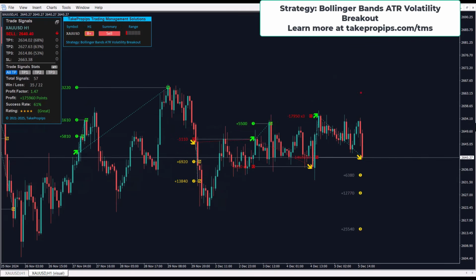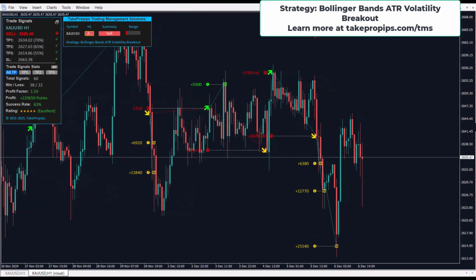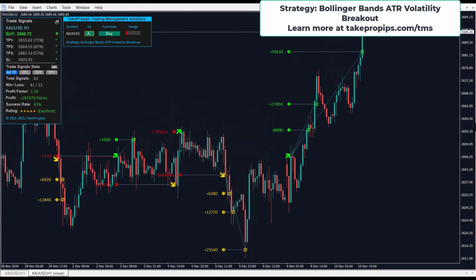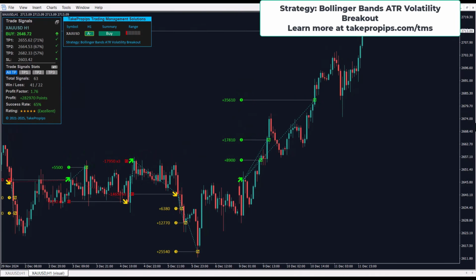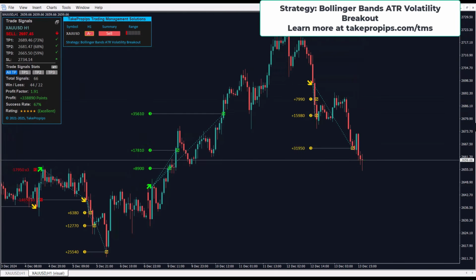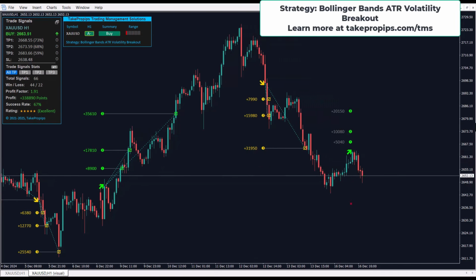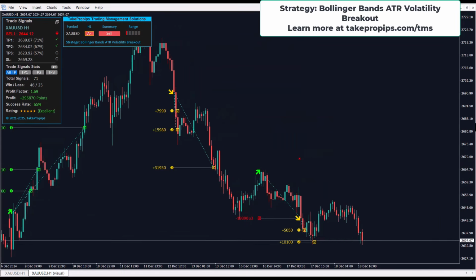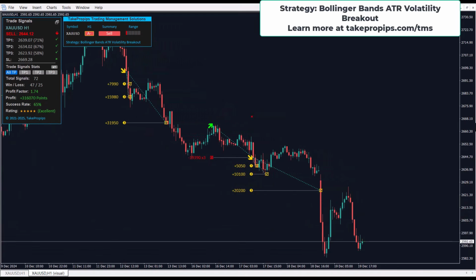ATR also plays an important role in managing volatility. The strategy uses a 14-period ATR, with its underlying logic calculating stop loss and take profit distances at 1.5 times the current ATR. So when volatility increases, those distances can expand, and when volatility decreases, they can contract.